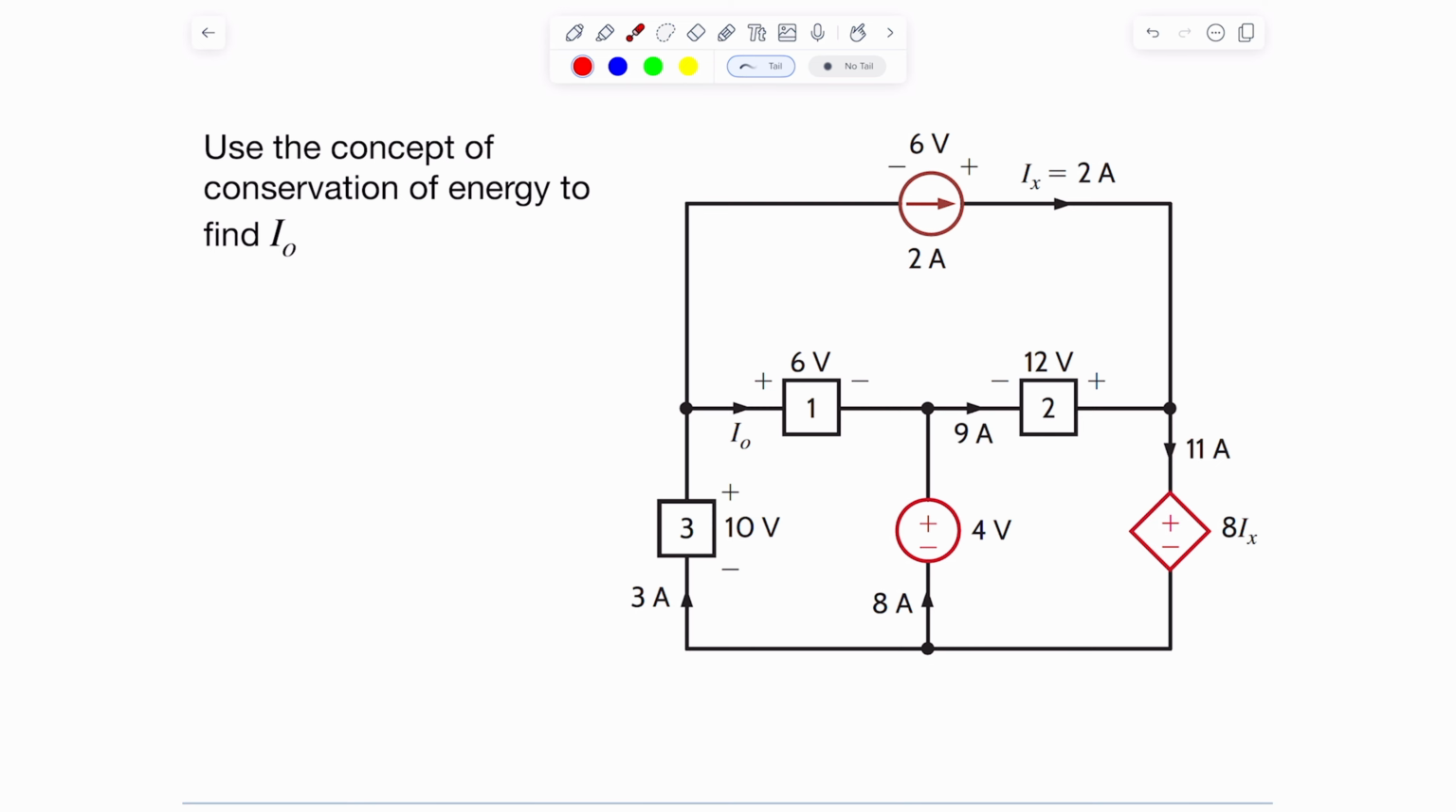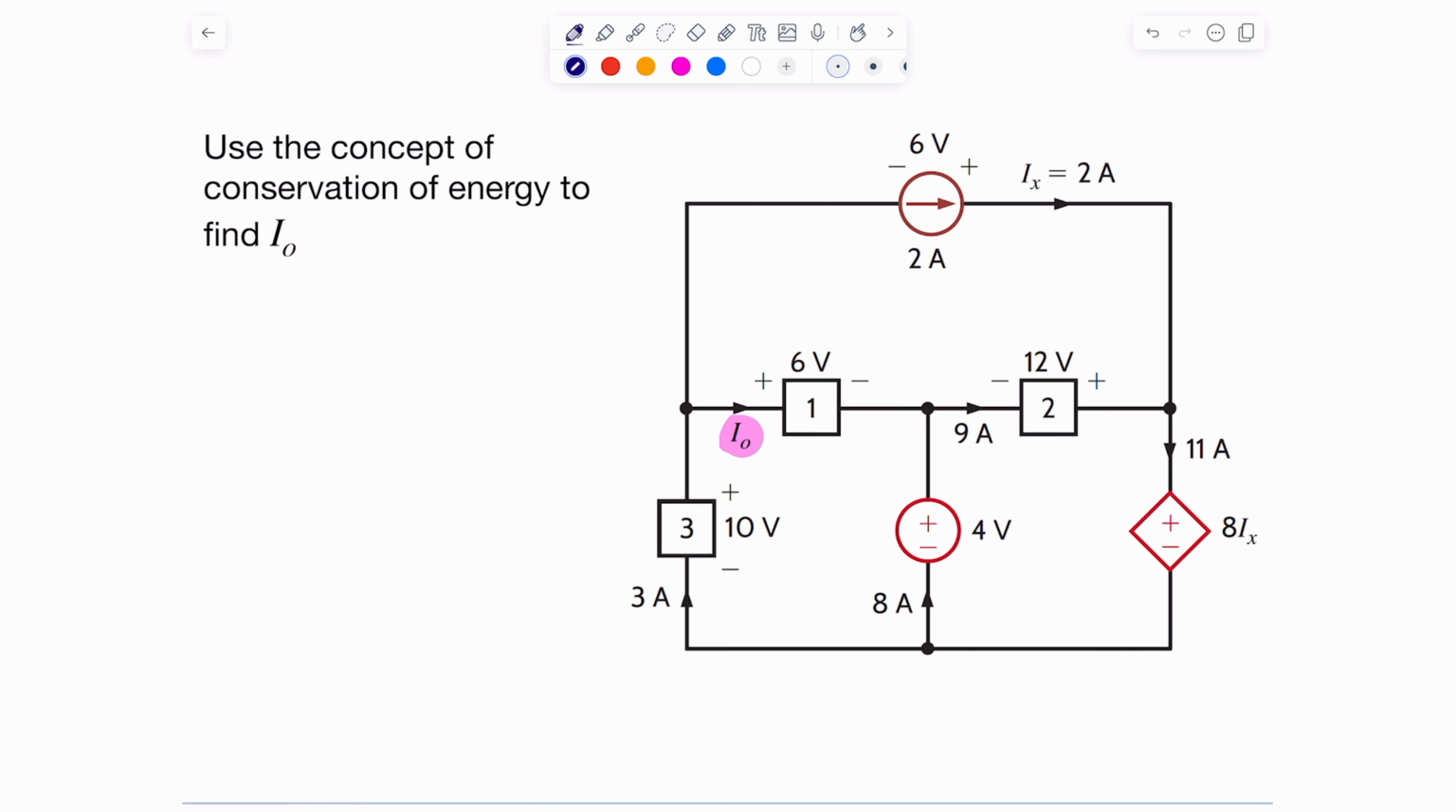We are given this I of 0, and we were not given the value of I of 0. We were given all the other voltages and currents throughout all the elements except this particular one, and we were asked to compute it. In this particular exercise, we will be using conservation of energy to figure out what this I of 0 is.